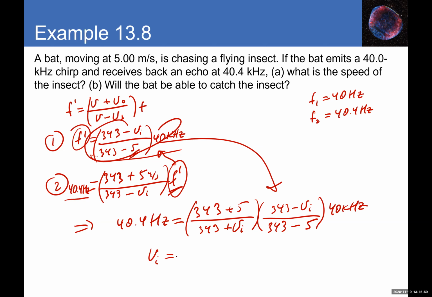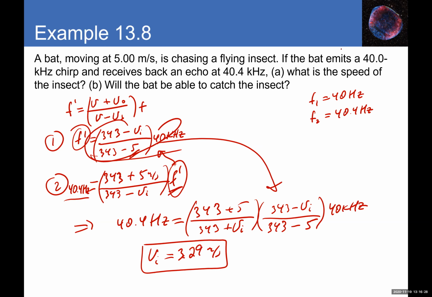So V of the insect then will be 3.29 meters per second. Okay. So this is basically what we can do for this part A.